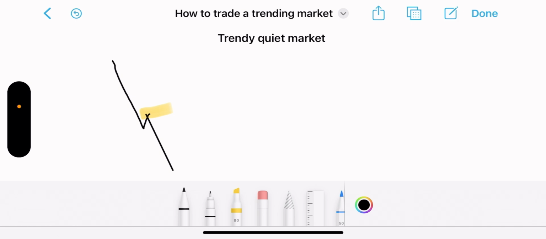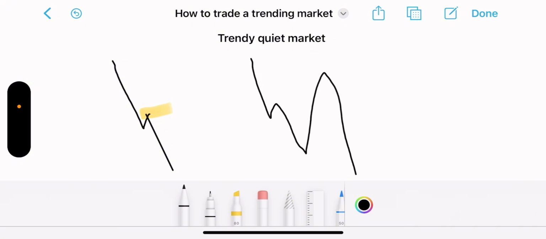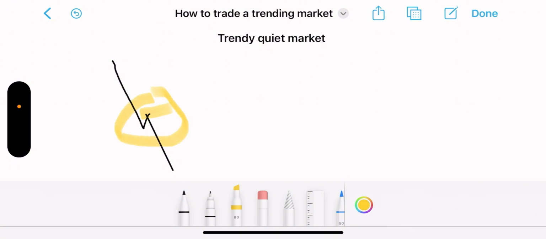And also the pullbacks that happen, they are very short for the quiet market. They are not like this. No, they are very, very short, right? So this is how to trade it. It's very, very simple. Now you are going to have to wait for something like this to occur. Right, this is for the downtrend. Let's look at the uptrend as well. So something like this. Right, so you have to wait for something like this to occur.